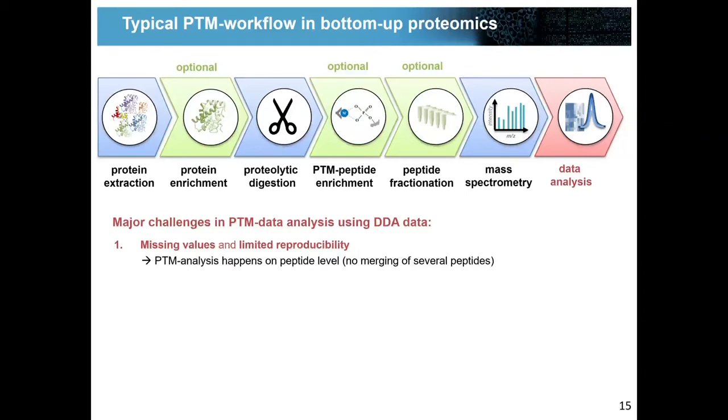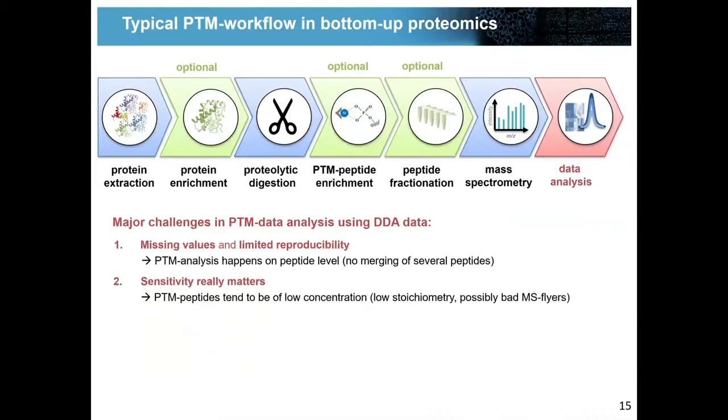So one big issue when it comes to PTM data is missing values and limited reproducibility. And again, this issue, which we heard already many times before when we were talking about full proteomes or protein concentration measurements, becomes even more severe when you do PTM analysis, because you do not have the freedom to choose between various different peptides that all can represent your protein, but you're unfortunately bound to the peptide level. There is just this one sequence, and you do not have the freedom to merge between different analytes.